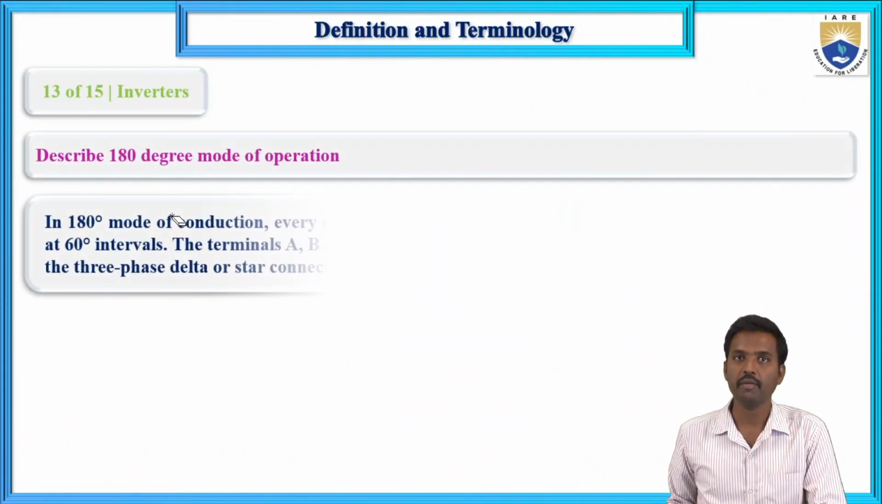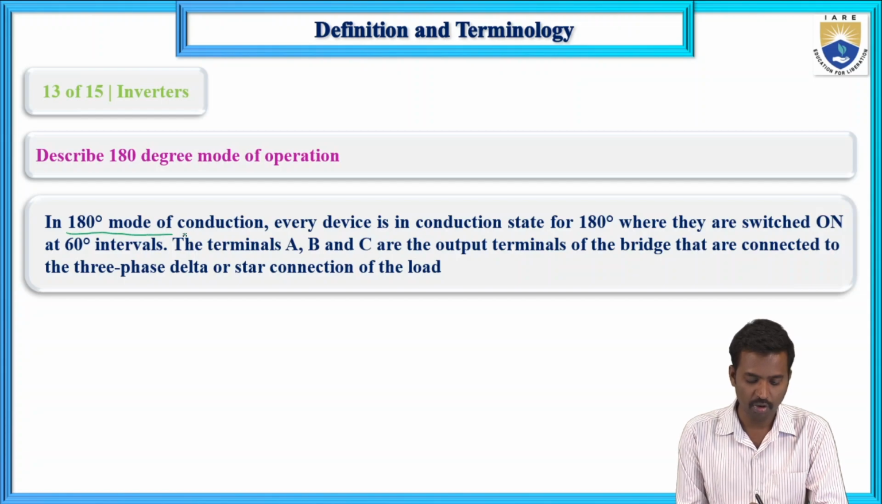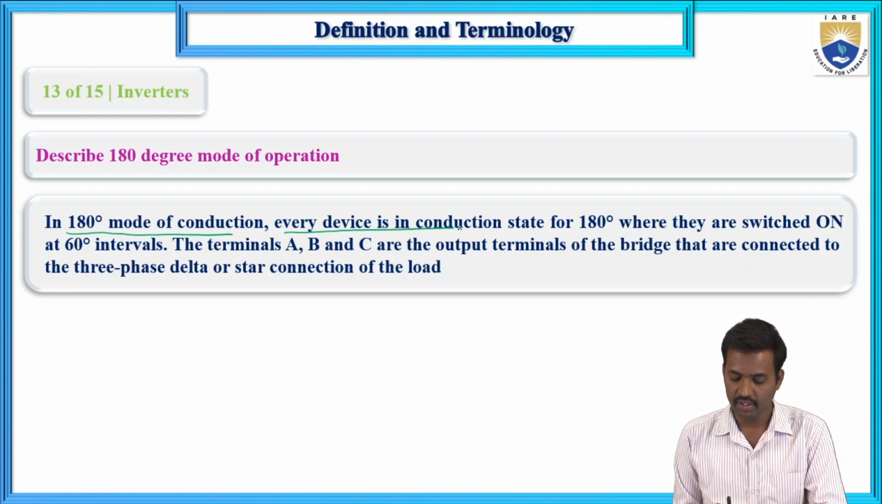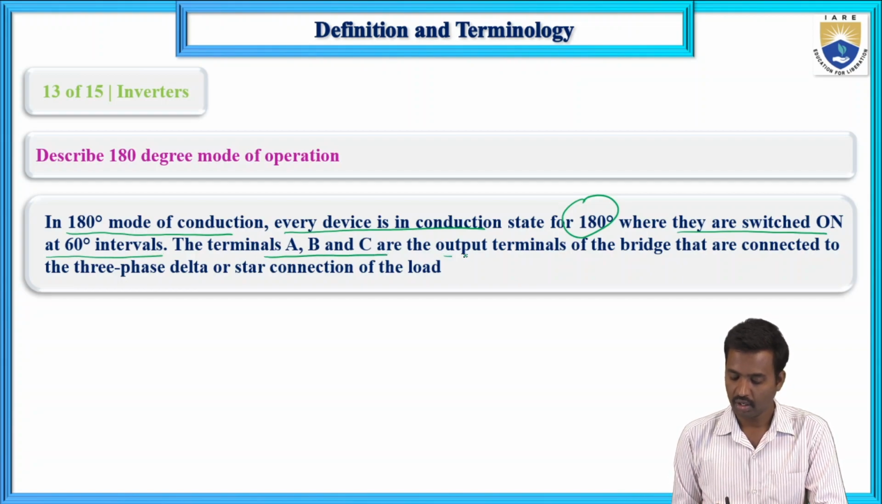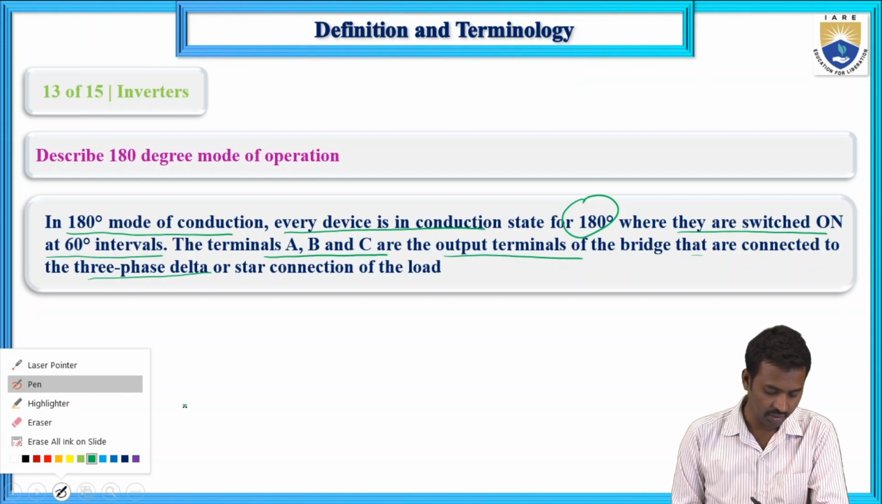180 degrees mode of operation. In the 180 degrees mode of operation, every device is in the conduction state for 180 degrees, where they are switched on at 60 degree intervals, and terminals A, B, C are the output terminals of the bridge, and they are connected to a 3-phase delta connected load. So now again I will draw the diagram.